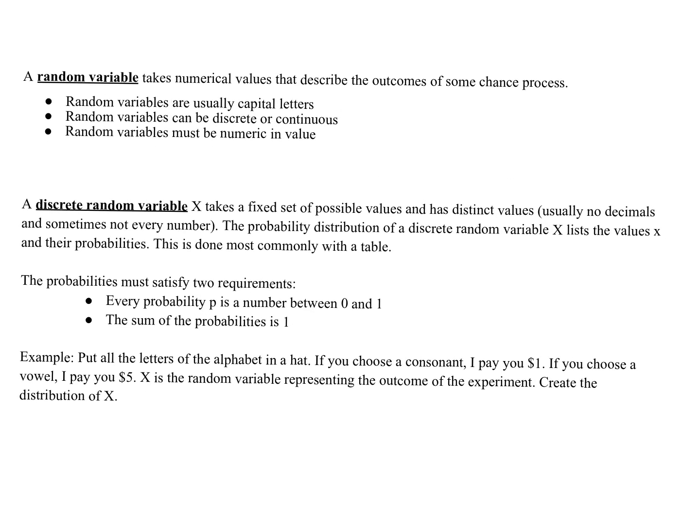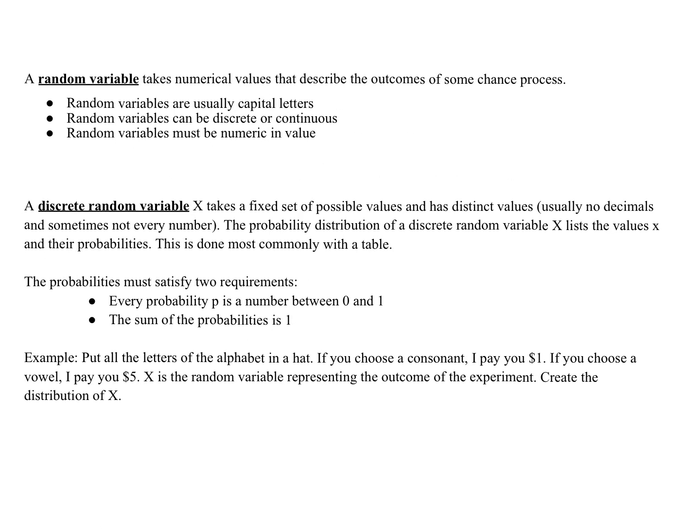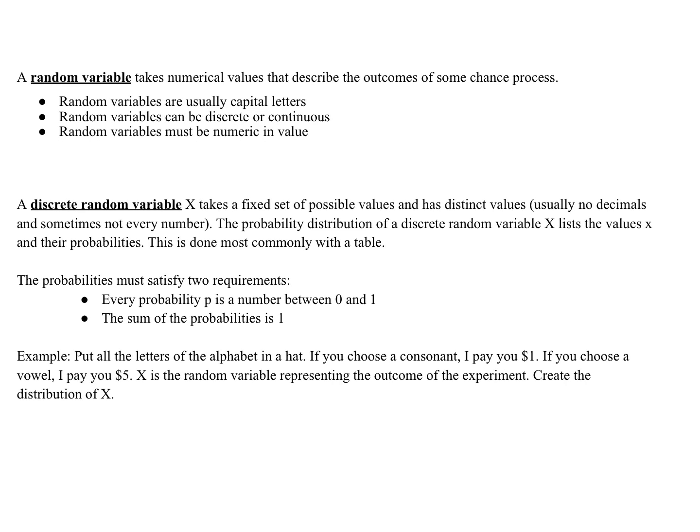So a random variable, just kind of a review from when we were talking about probability, takes a numerical value that describes the outcomes of some chance process. We usually use a capital letter to denote that random variable. Usually it's x, it does not have to be. Random variables can be discrete or continuous, but they have to be numeric in value. The first type we're going to talk about is a discrete random variable. That's when x takes on a fixed set of possible outcomes and has distinct values. That usually means no decimals and sometimes not every number.